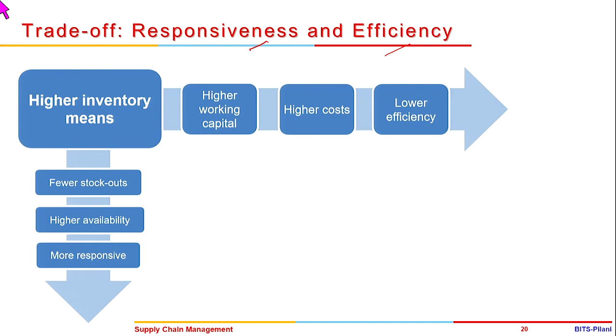If you decide to have higher inventory, this is good, because if you have inventory, you will have very few instances where a customer demands a product and the product is not available. So higher inventory will ensure that there are fewer stockouts. And if stockouts are few, availability will be high, which means that you have not lost any sales and therefore you are more responsive to the customer. So one of the ways to have high responsiveness is through higher inventory.